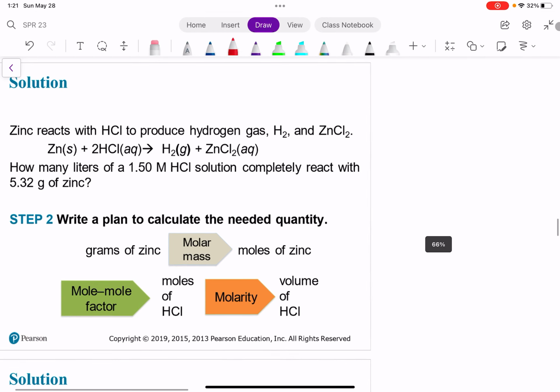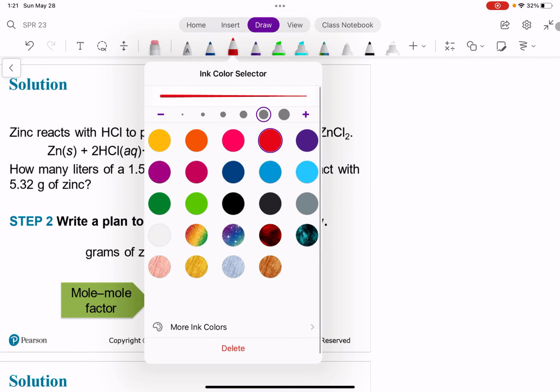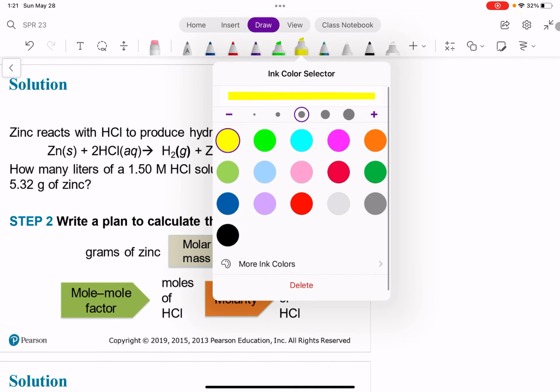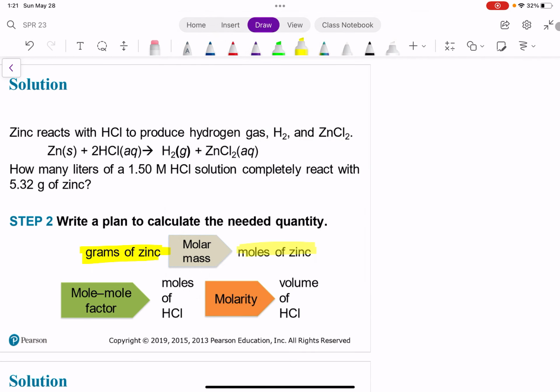Let's summarize how we did this. We had grams of zinc, and we wanted to get to moles of zinc through the molar mass. Then we used our mole to mole factor to get from moles of zinc to moles of HCl. And then, because we were given the molarity of our HCl solution, we can go from moles of HCl to volume of HCl using our molarity.